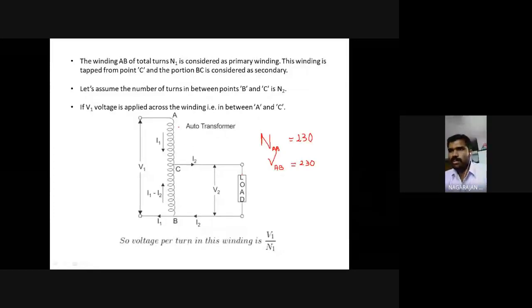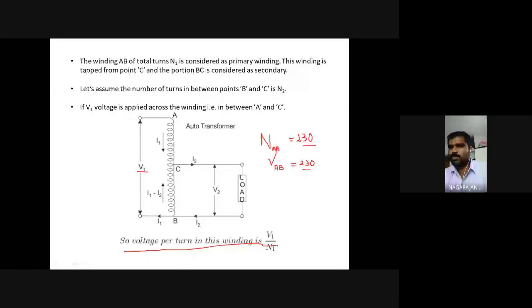Okay. So the total number of turns is given as 230. Supply voltage is given as 230. So what will be the voltage per turn? The answer is there in the question. The voltage value is 230. Number of turns are 230. So we will get 1 volt. Yes, very good. So to find that out, we will use this equation. The supply voltage is given as V1. The number of turns in the primary side is given as N1. So in the primary side, the voltage per turn. Look at this last line of the slide.